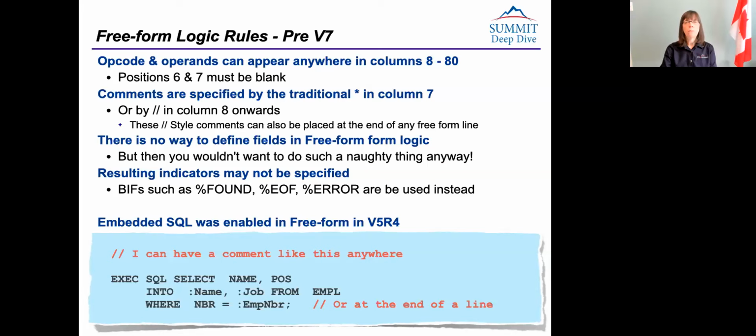So the logic rules, this is pre-V7. Everything needed to be between 8 and 80, but of course now with *free, we can go prior to that. We can go before that and after. Before 8 and after 80.